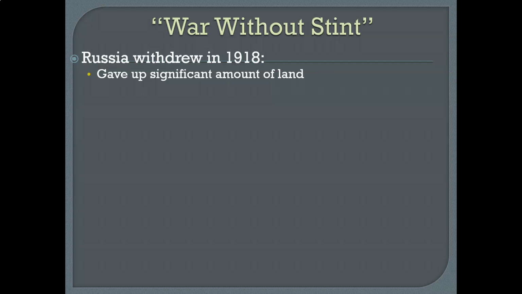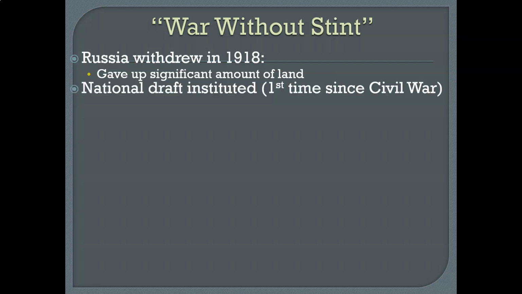More specifically, though, the American preparedness movement is going to be important to America as we get ready to get involved in this war. Now, Russia withdrew in 1918, and they gave up a significant amount of land. More specifically, Germany actually paid Vladimir Lenin and Joseph Stalin to go into Russia and to overthrow the Tsar, and Tsar Nicholas, I believe Tsar Nicholas II, is overthrown, and Lenin establishes a communist government, which then pulls Russia out of the war.